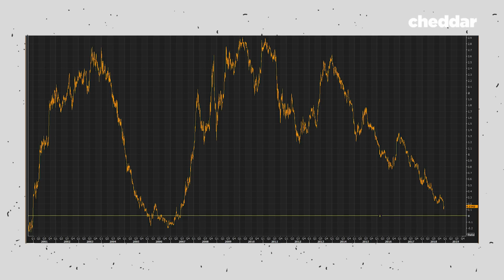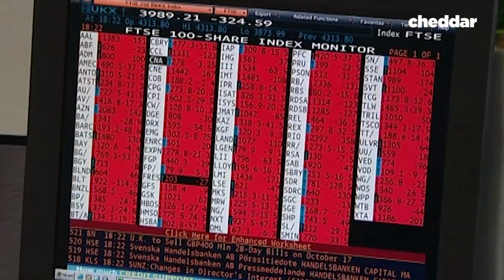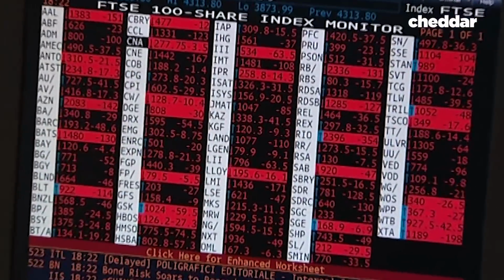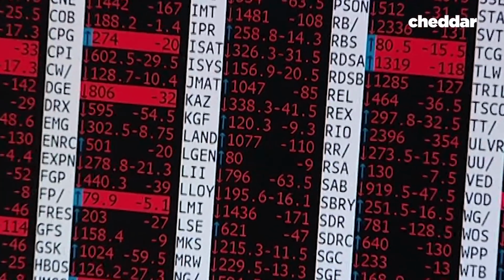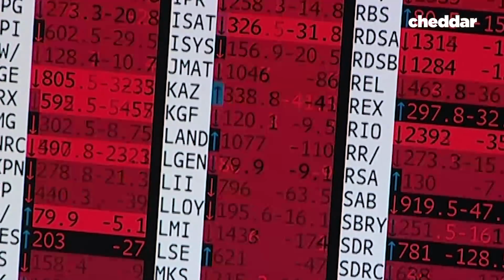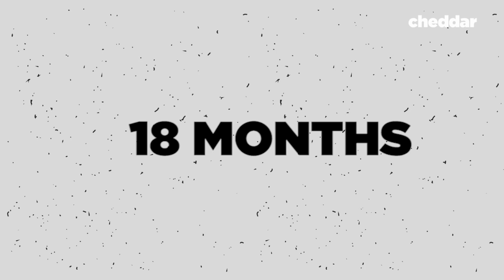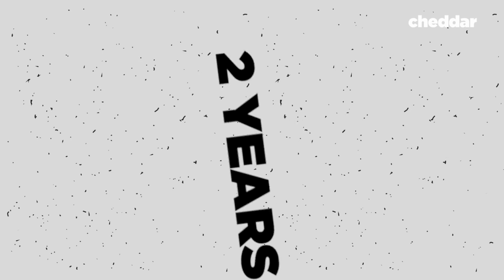Right now, the yield curve is flattening, with the difference between long and short-term yields returning to the very low levels that it hit in 2006, which came before the financial crisis a decade ago. A full inversion may be on its way. That doesn't necessarily signal that recession is imminent. Historically, a yield curve inversion comes 18 months to 2 years before the economy goes south.